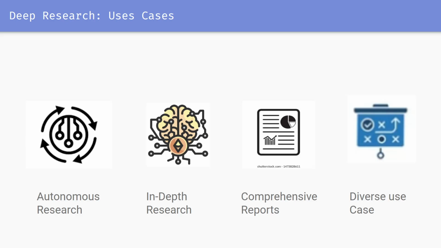So, these are some of the use cases as I was stating. For autonomous research, it allows the AI tools to automatically search and browse the web and go beyond basic search queries to find relevant and up-to-date information.